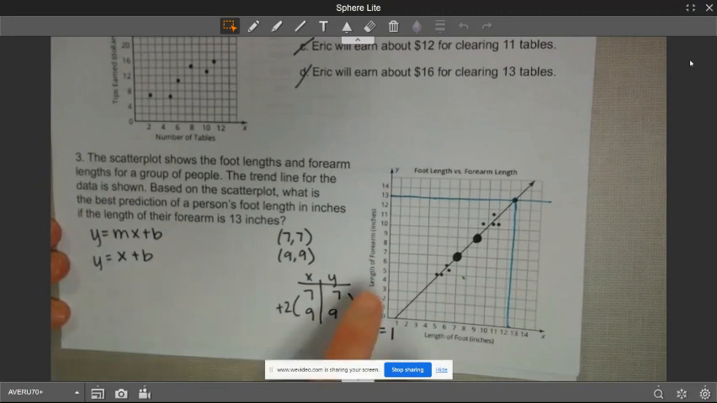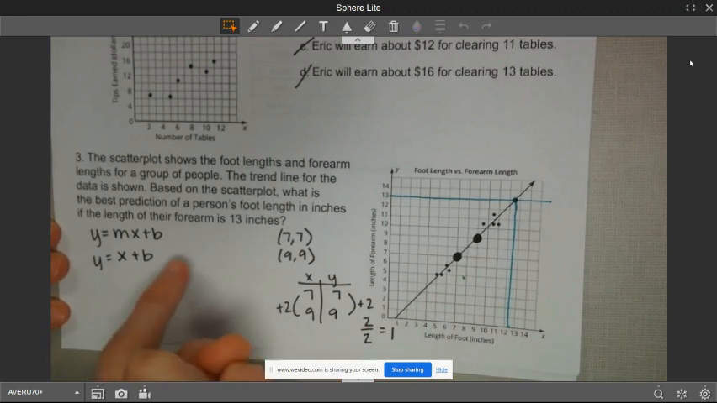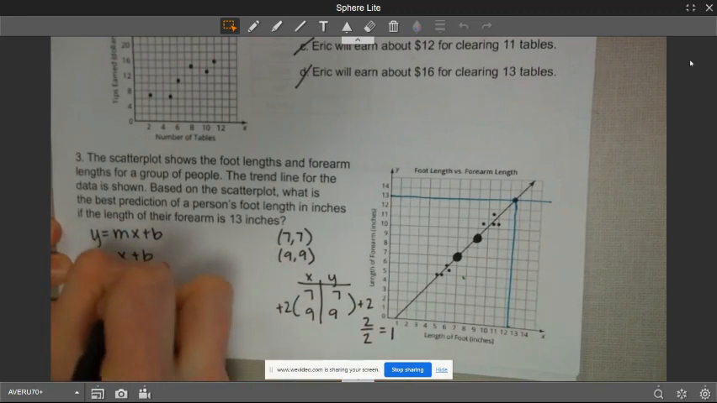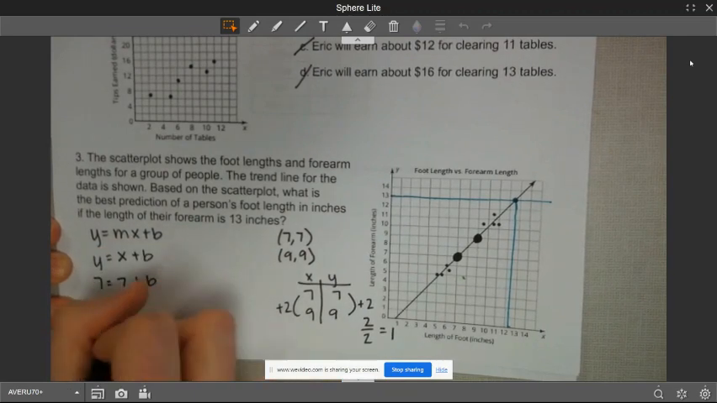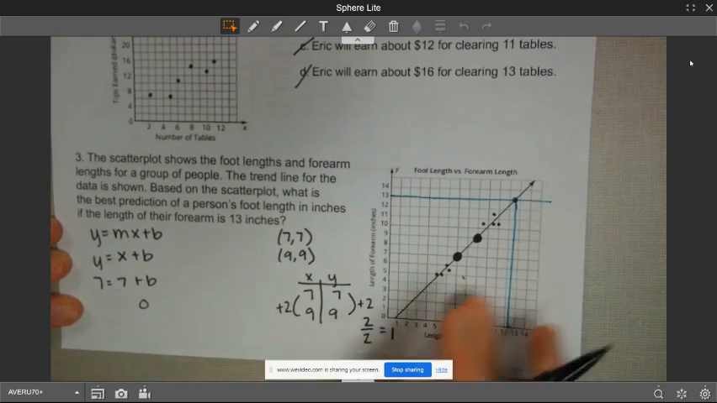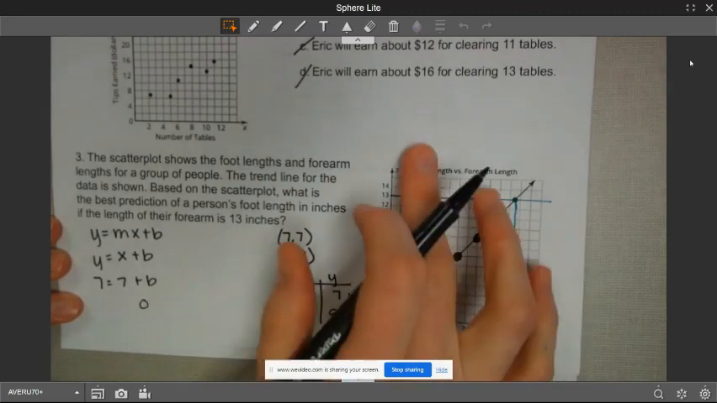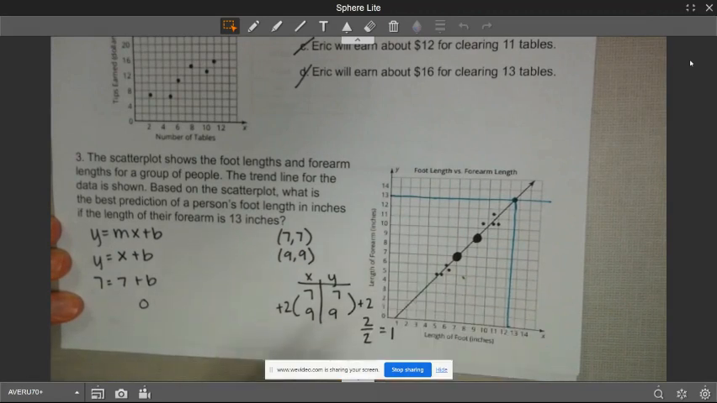Now, to find the y-intercept, because it's not quite on the graph, I'm going to go ahead and use some of our points that we had and plug in. So I'm going to plug in 7 for y, 7 for x, plus b. Well, 7, it should be at 0, but it doesn't quite look like it's at 0. So maybe I didn't pick the best points for the line. But in theory, your y-intercept would be on the y-axis. So then I would be able to choose that y-intercept as well.